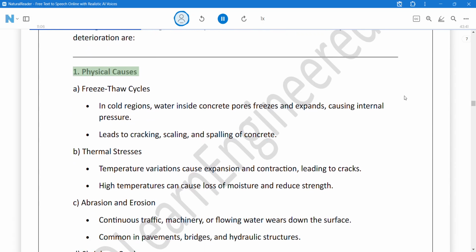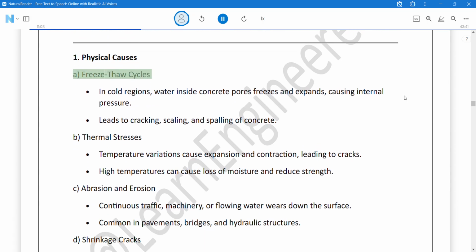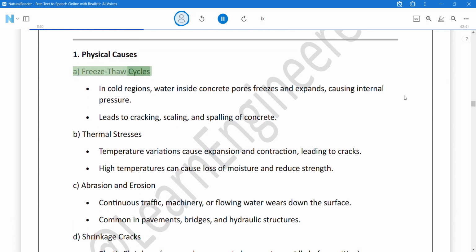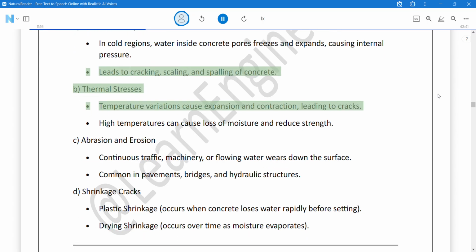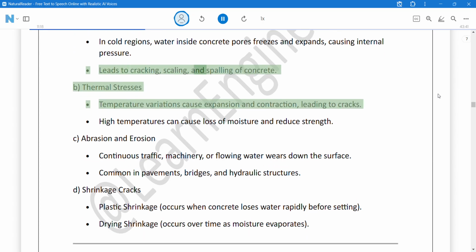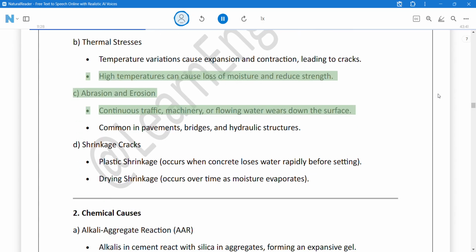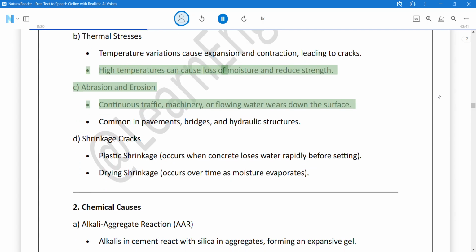1. Physical causes. A. Freeze-thaw cycles. In cold regions, water inside concrete pores freezes and expands, causing internal pressure. Leads to cracking, scaling, and spalling of concrete. B. Thermal stresses. Temperature variations cause expansion and contraction, leading to cracks. High temperatures can cause loss of moisture and reduce strength.